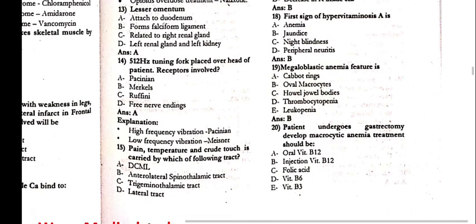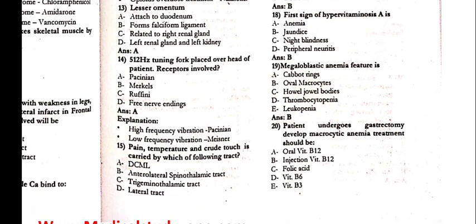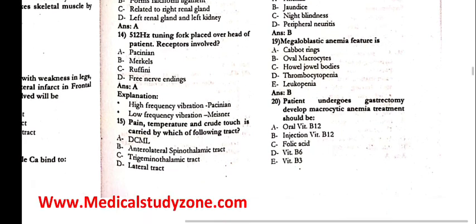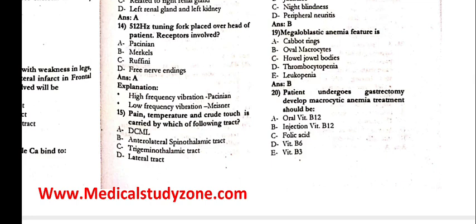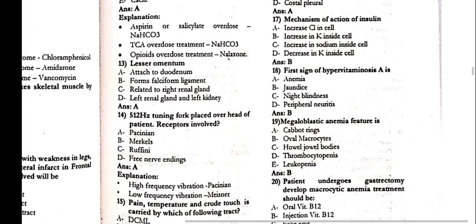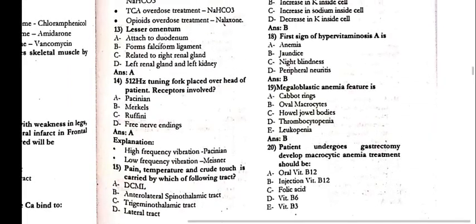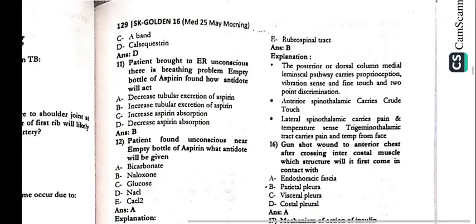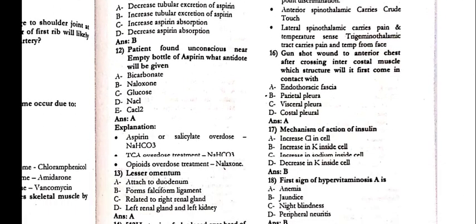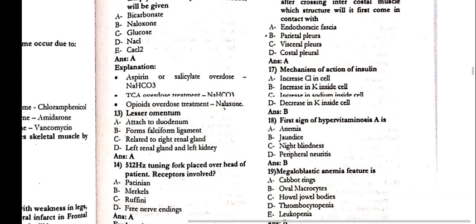14, 512 hertz tuning fork placed over the head of the patient. Receptors involved are the Pacinian. Question number 15, the pain, temperature, and the crude touch is carried by which of the following? That is B, which is the anterolateral spinothalamic tract. Next, question number 16, the gunshot wound to the anterior chest after crossing intercostal muscle. Which structure will it first come in contact with? Endothoracic fascia.